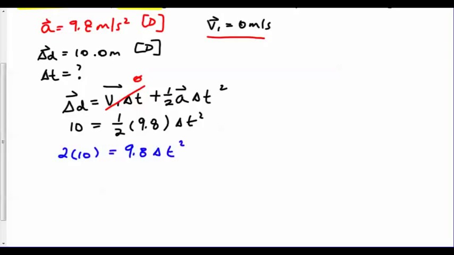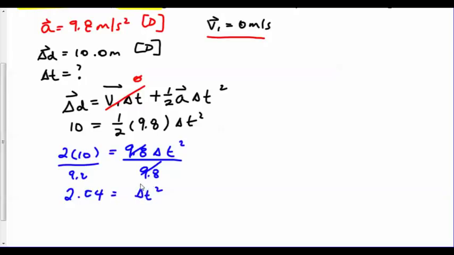To get rid of the 9.8, I'm going to have to divide both sides by 9.8. This is now gone. So 2 times 10 divided by 9.8 works out to be 2.04, equals delta T squared.